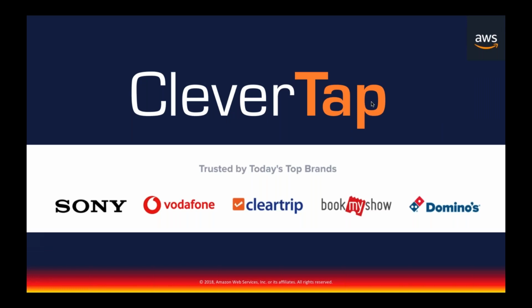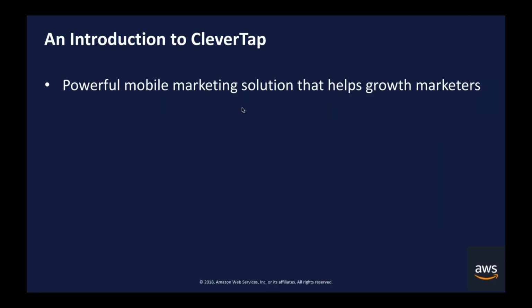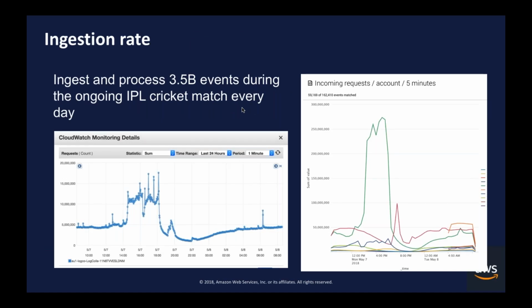This is Francis, and I'm from CleverTap. We are a mobile marketing platform that helps growth marketers, essentially. Just to give you a sense of where we are and the kind of scale that we deal with on a daily basis, what you're looking at is the traffic pattern during one of these IPL matches. The times here are in UTC, but if you convert that into IST, it's about 7:59, and it looks like we're doing about 5 million HTTP requests per minute as reported by the load balancer.